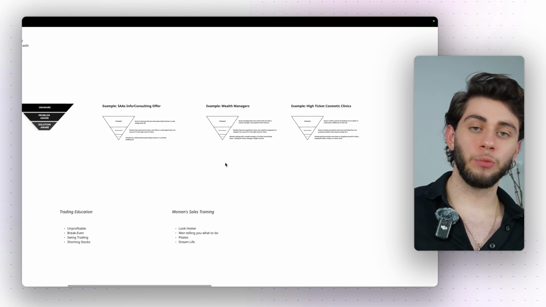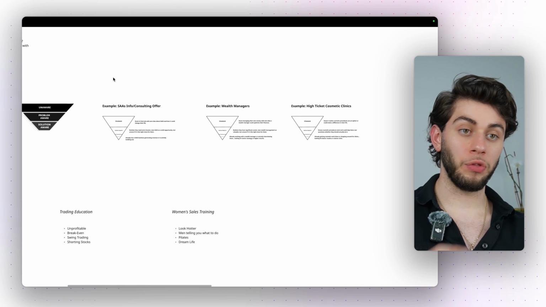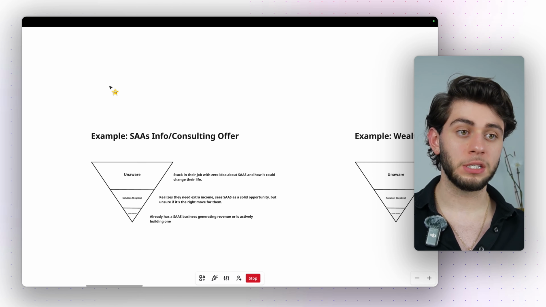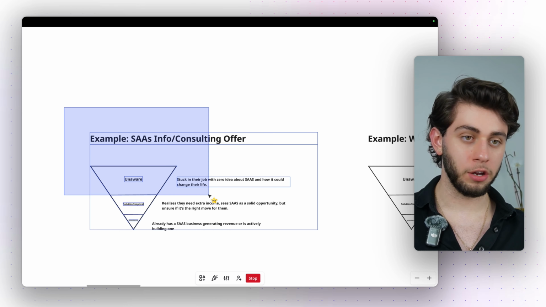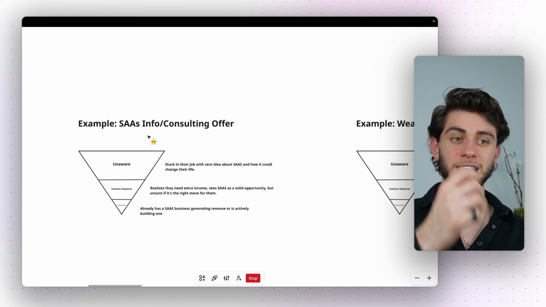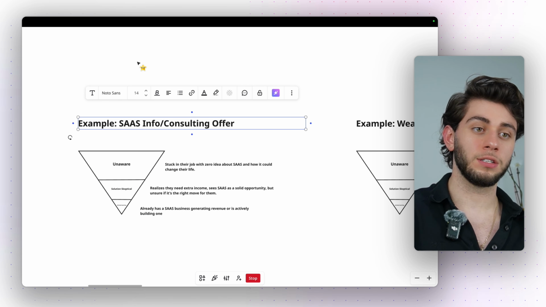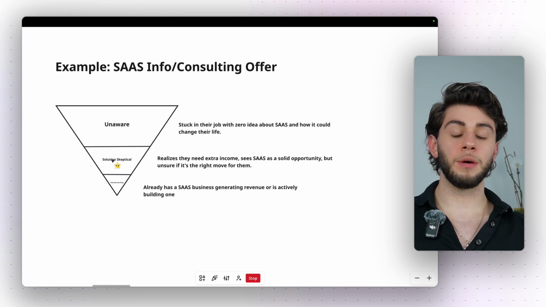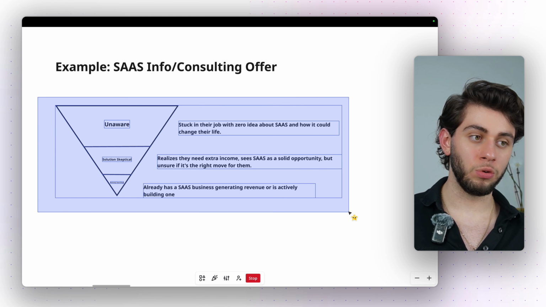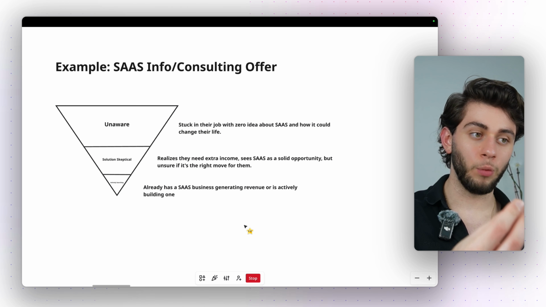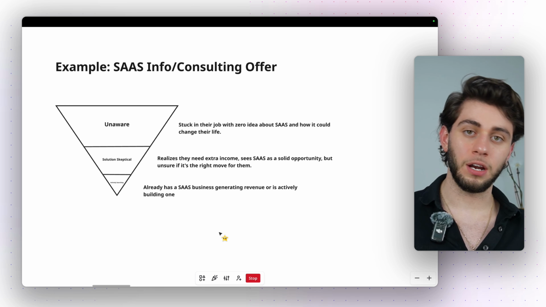All right. So I have some real world examples right here so you can understand what this essentially means for your specific offer, whatever niche or market you're in. So let's look at, for example, a SaaS info product offer or a SaaS consulting offer. In this case, the problem, obviously there are multiple ways to interpret it. I'm just giving you one way, an idea so you can understand how you can do that for yourself.